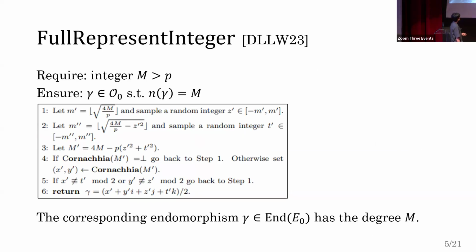So next, I explain an important algorithm, which is based on the Deuring correspondence. It takes an integer m and a prime p, and it outputs an element gamma in O0 such that the norm of gamma is m. From the Deuring correspondence, the output gamma can be seen as an endomorphism of the curve E0 whose degree is m. I mean this algorithm outputs an endomorphism of E0 of a fixed degree.